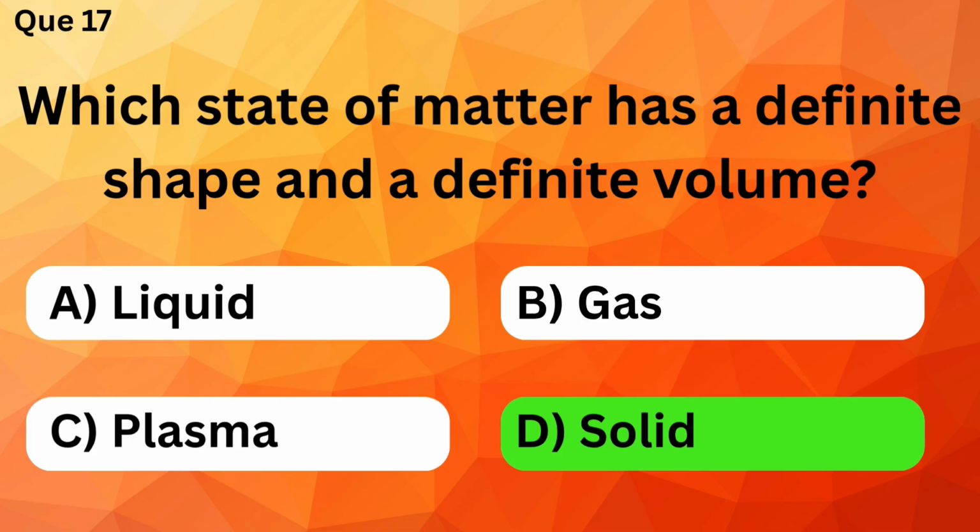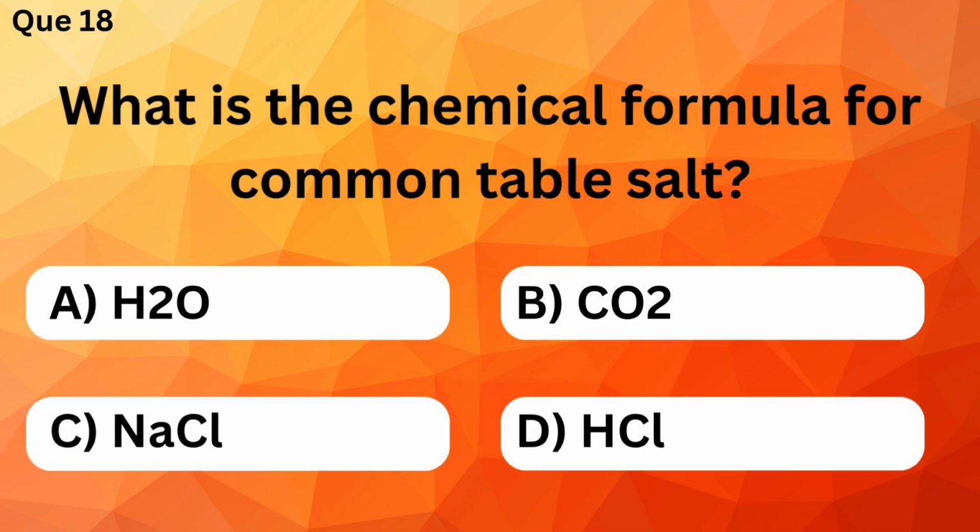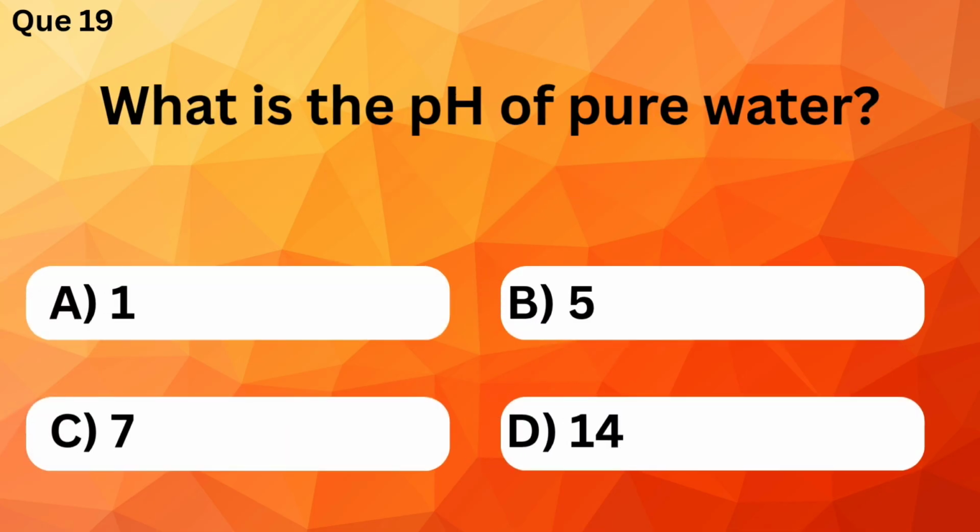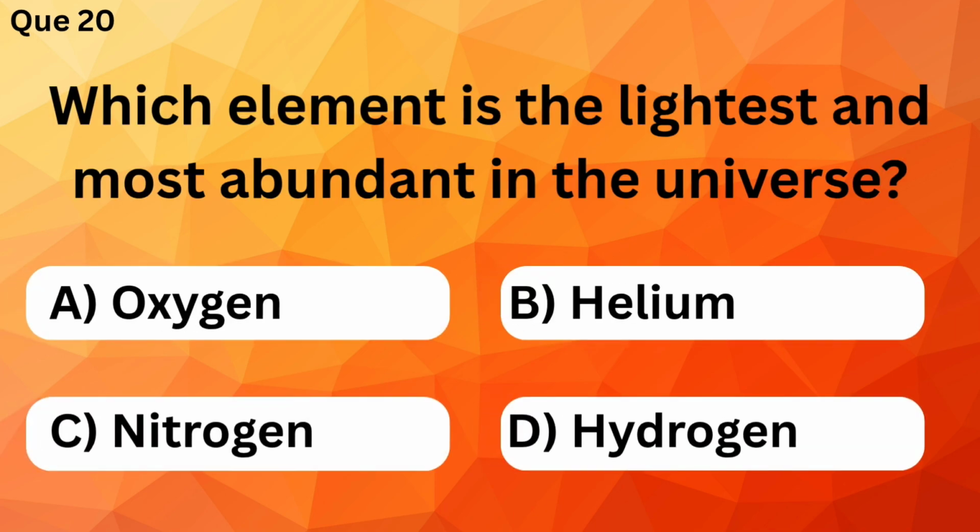D. Solid. What is the chemical formula for common table salt? C. NaCl. What is the pH of pure water? C. 7. Which element is the lightest and most abundant in the universe? D. Hydrogen.